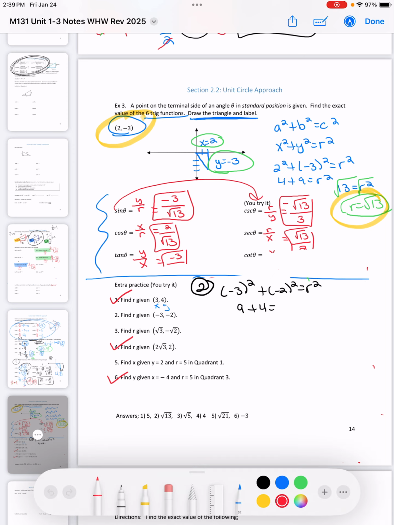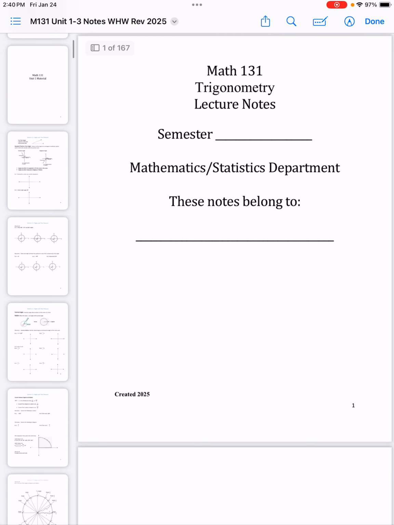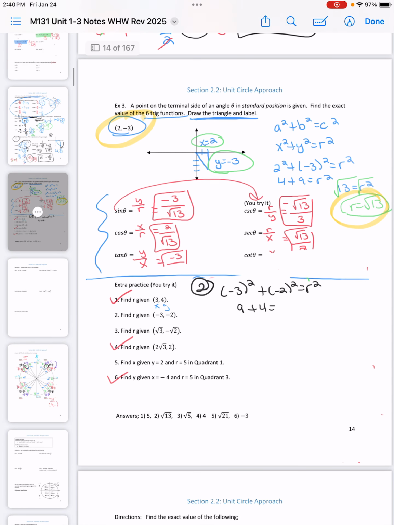So we were on number 3 here. We said the square root of 3 squared plus negative square root of 2 squared is equal to r squared. Squares and square roots cancel out, so that leaves me with 3 plus, it's hard to see that negative, but it's going to cancel too, plus 2 is equal to r squared. 5 is equal to r squared. So r is equal to the square root of 5. Yep. I'm really sorry about my iPad here, messing up.